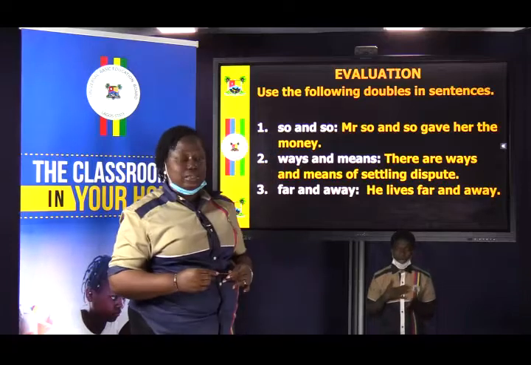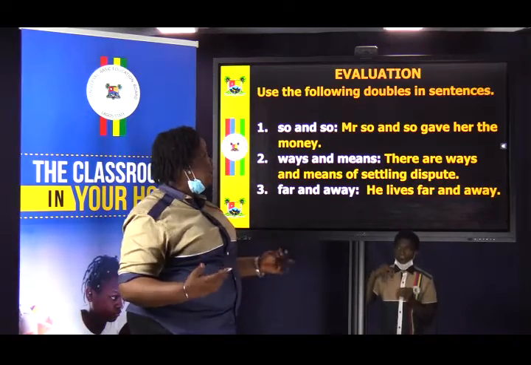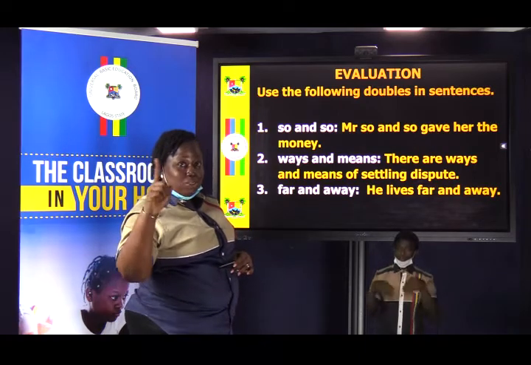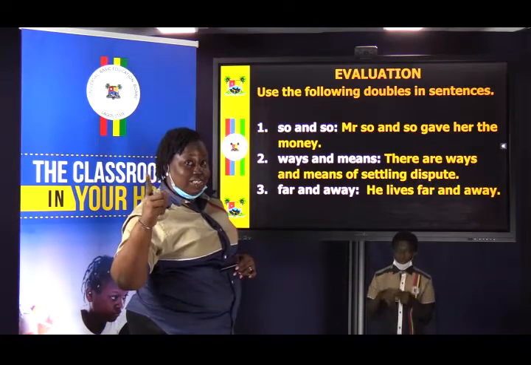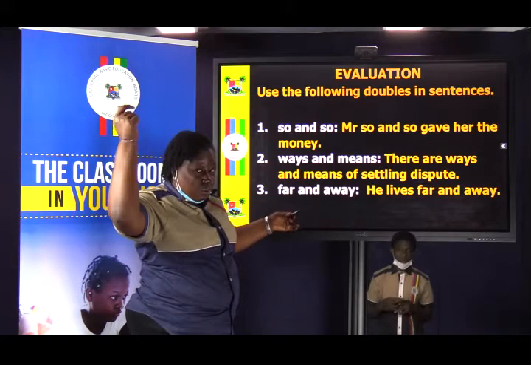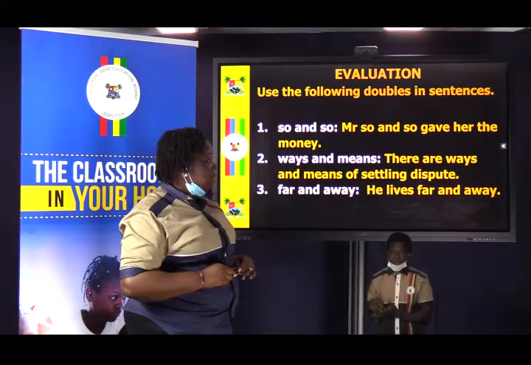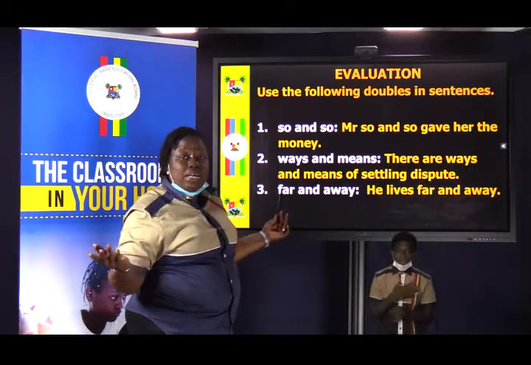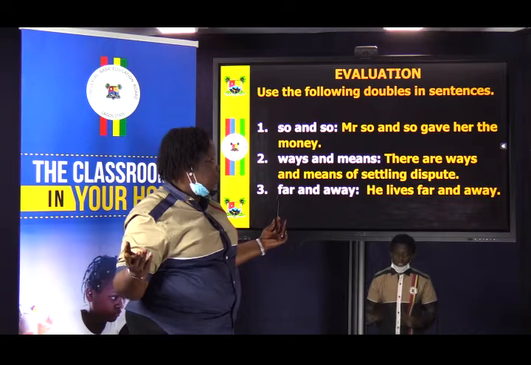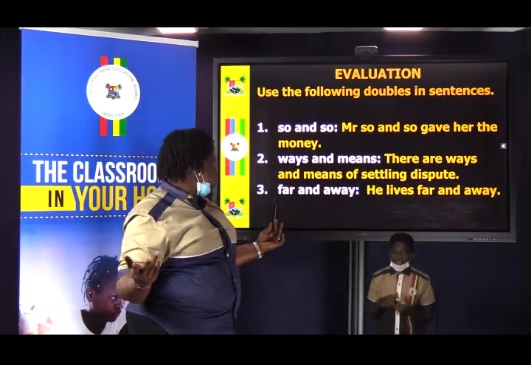Here are my sentences. So and so: Mr. So and so gave her the money. I didn't want to specify that name, or maybe I forgot the name. Ways and means: there are ways and means of settling disputes.